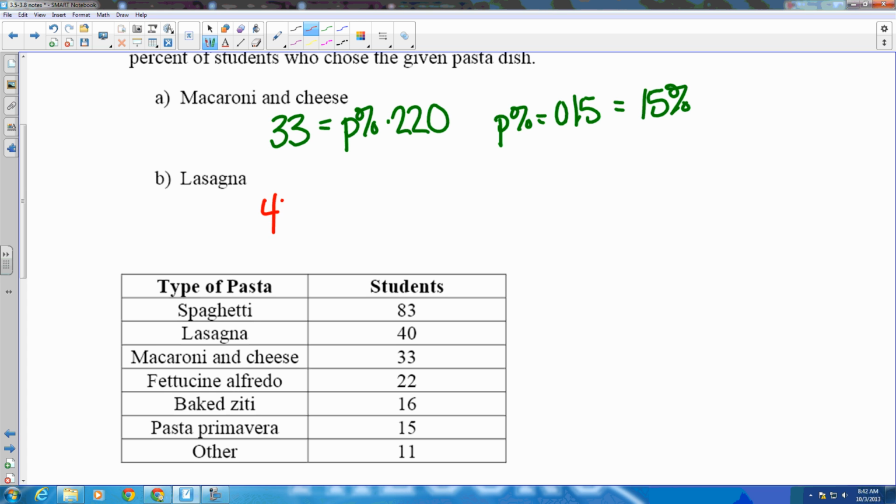Lasagna, 40 students liked lasagna the best. Trying to solve for the percent out of the whole of 220. Divide both sides by 220, percent is 0.18, or 18%.